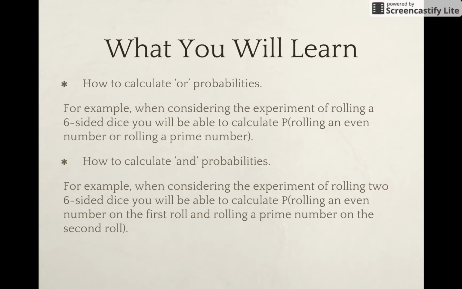For example, when considering the experiment of rolling a six-sided dice, you will be able to calculate the probability of rolling an even number or rolling a prime number. We'll also learn how to calculate AND probabilities. This would be, for example, when rolling two six-sided dice, we could calculate the probability of rolling an even number on the first roll and rolling a prime number on the second roll.